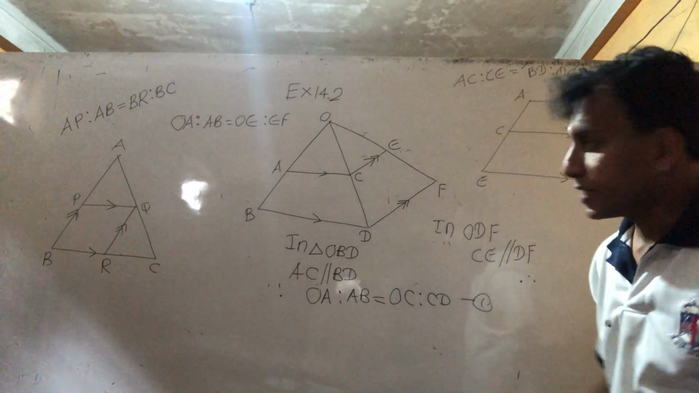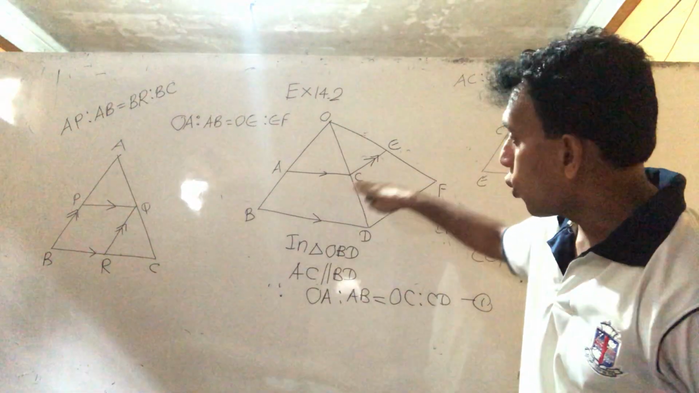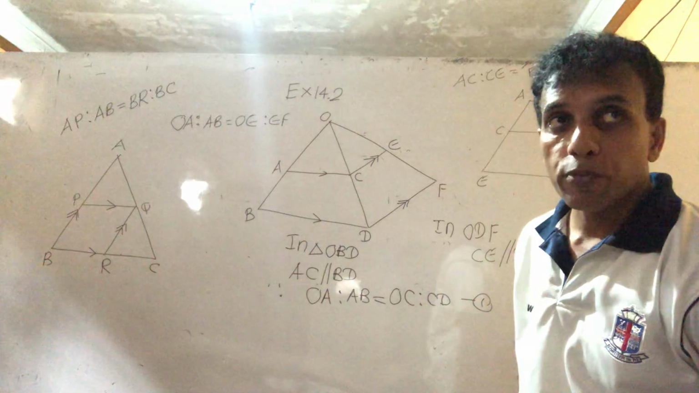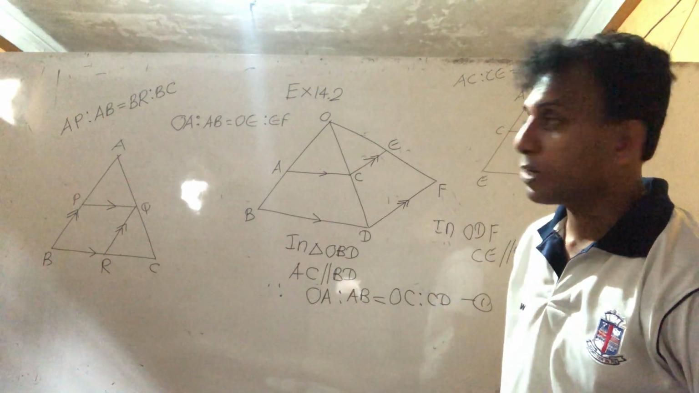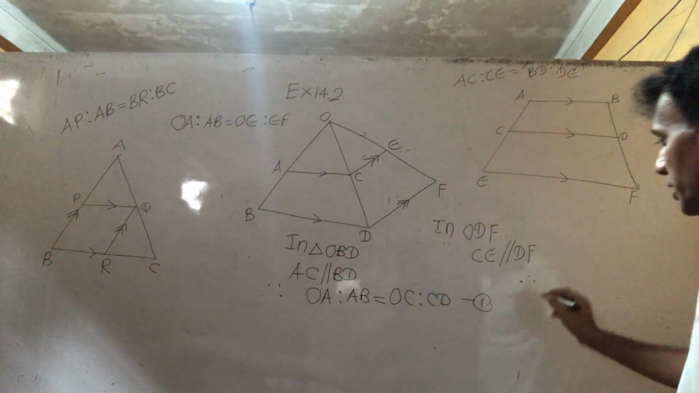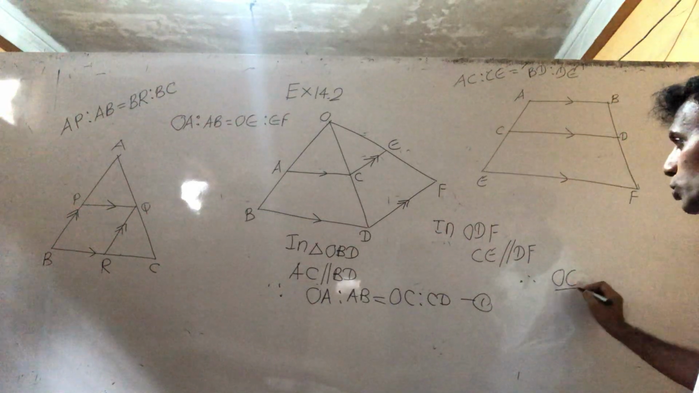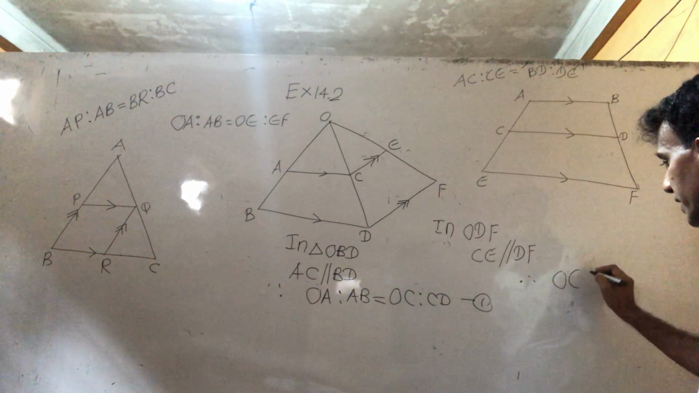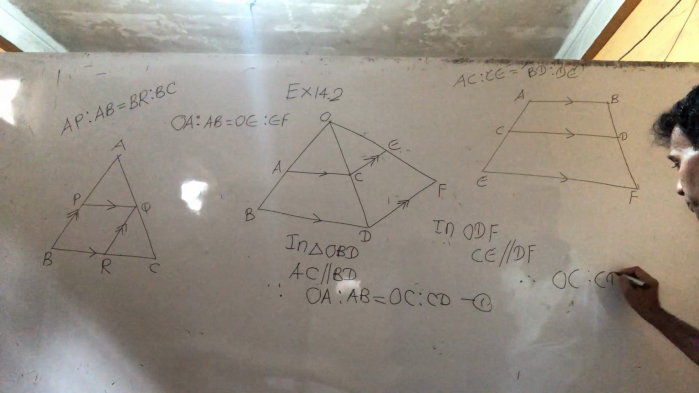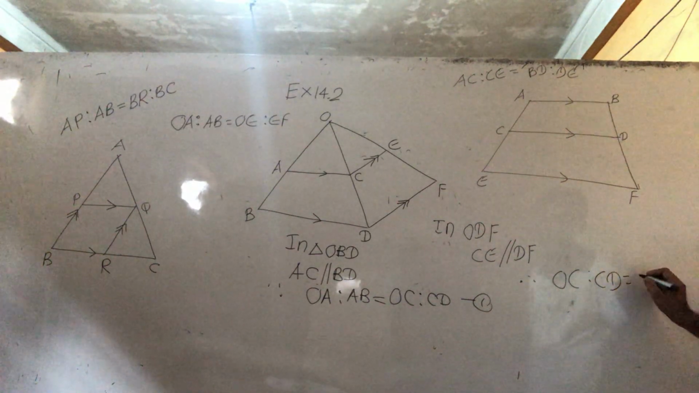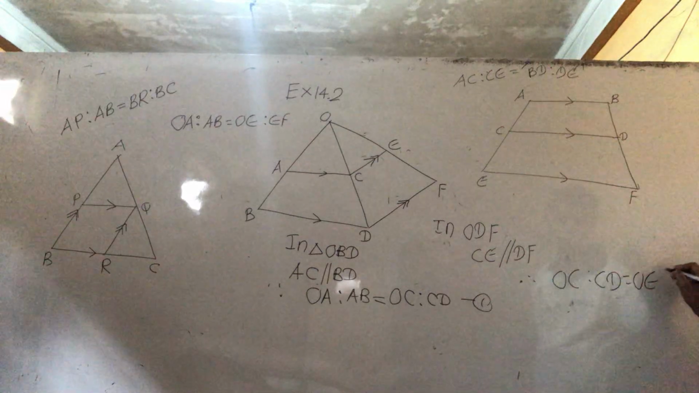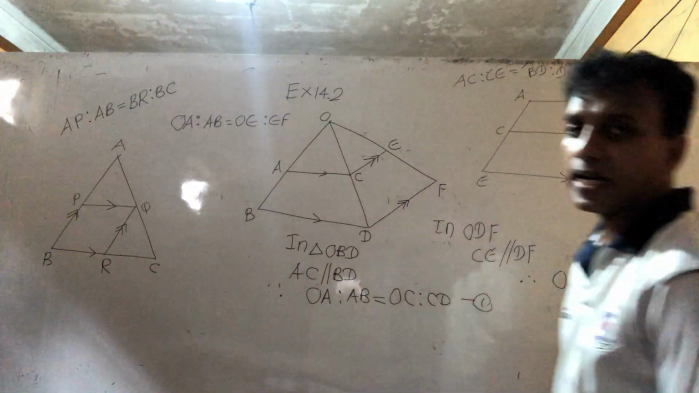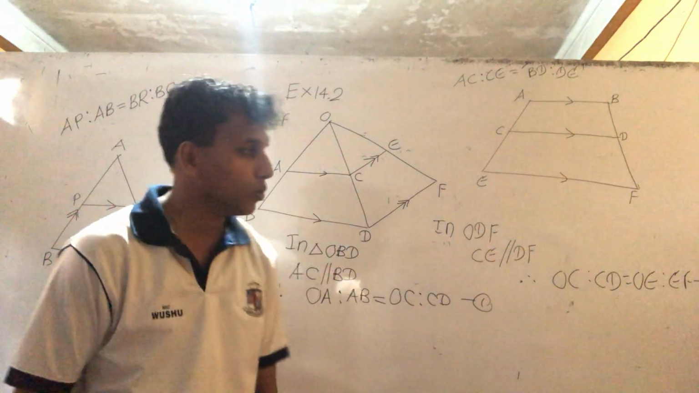Therefore, what? In a triangle, a line drawn parallel to another side divides the other two sides proportionally. That means OC is to CD, in ratio form, OC is to CD equals what? OE is to EF. Say number two. Second result, number two.